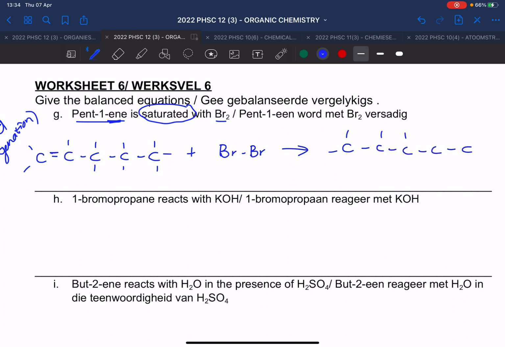Okay, so now you're going to write down your product. You're going to write down everything like it was given to you. But now your double bond is broken. It's now a single bond. Because you saturated it, you add something to it. Where did you add? There and there. What did you add to it? A bromine and a bromine. So here you don't have to follow Markovnikov's rule because it's the same thing that you add. So you will have a Br here and a Br there.